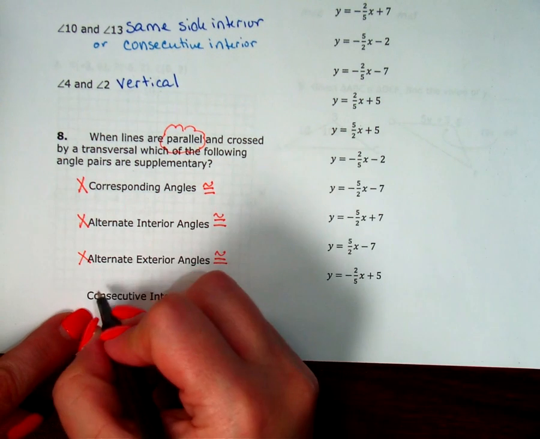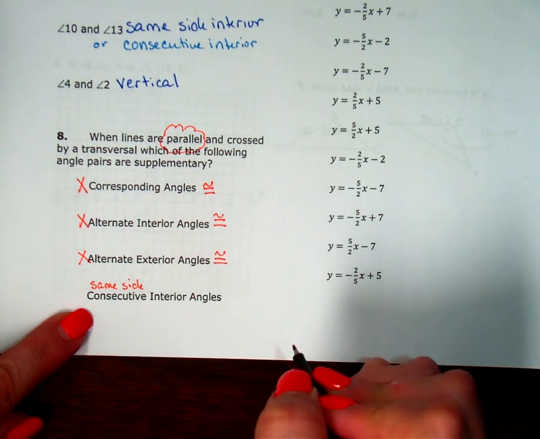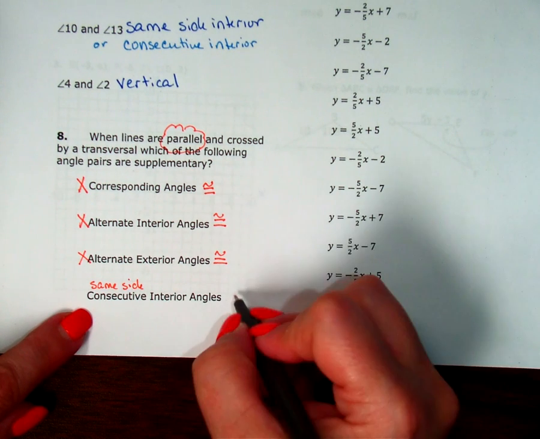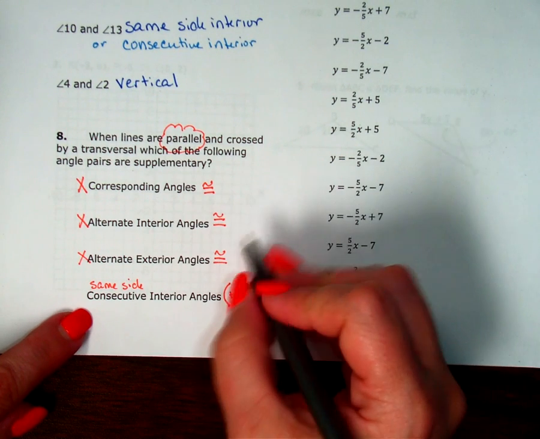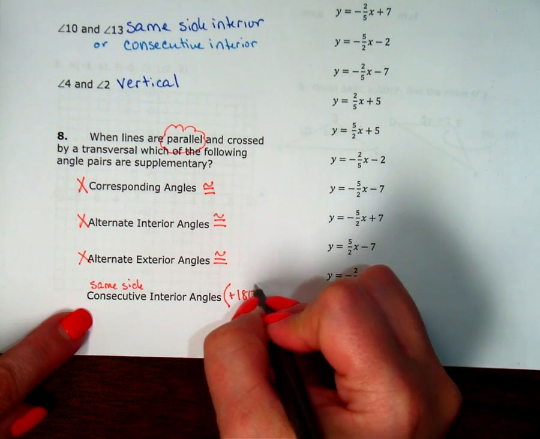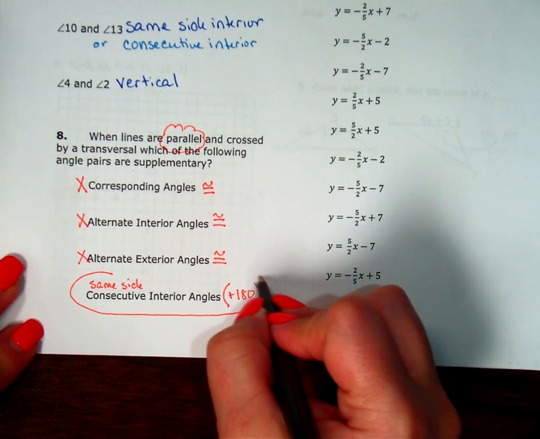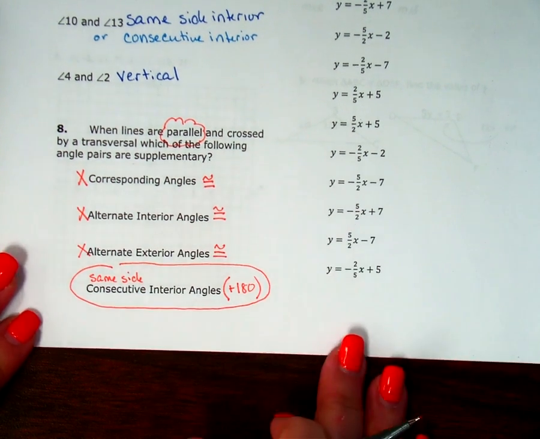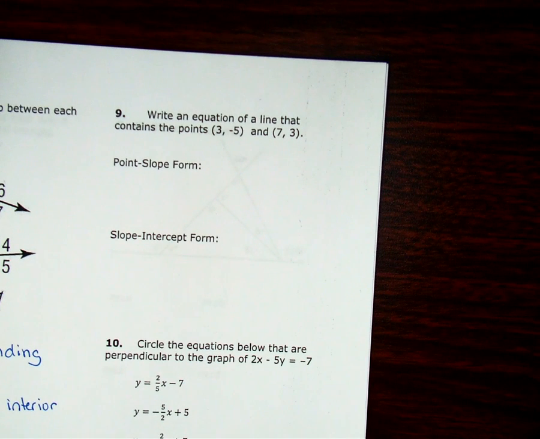My consecutive interior, which remember are also called same side interior, it's the one that has two names, so it's the one that also is different from the other three. The same side or consecutive interior angles are supplementary. So this is the pair that would be supplementary. Okay? Let's look at the next set of questions.